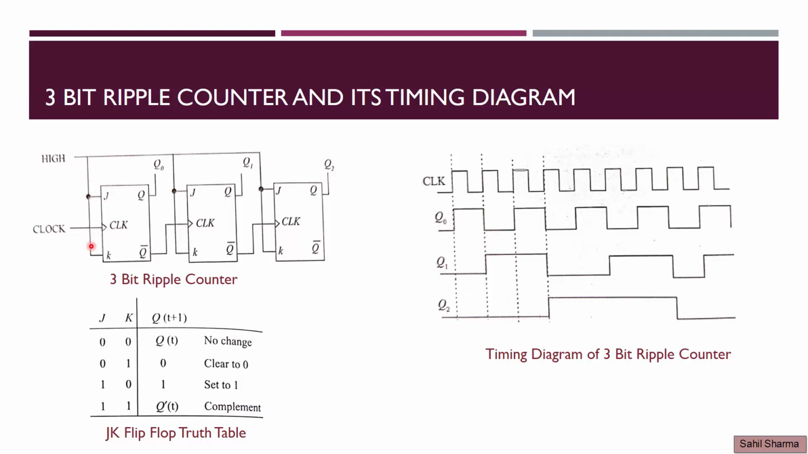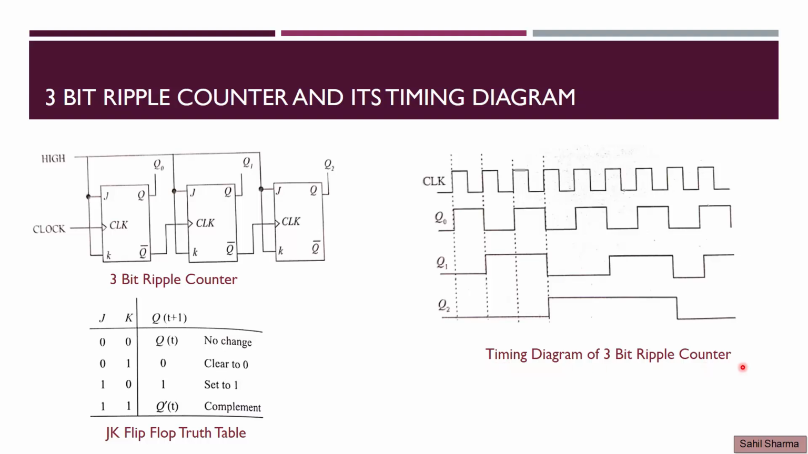We apply J and K as high values initially. When both are 1, the complementary value is calculated. If J and K are 1, Q is 0, so Q bar is 1. So this clock pulse is given here, and these two values are again high, 1 and 1. This is 0, Q bar is 1, so again the clock pulse is given here. We can see here that the clock pulse is given to only the first flip-flop, and all the other flip-flops have the clock as the output from the previous one.